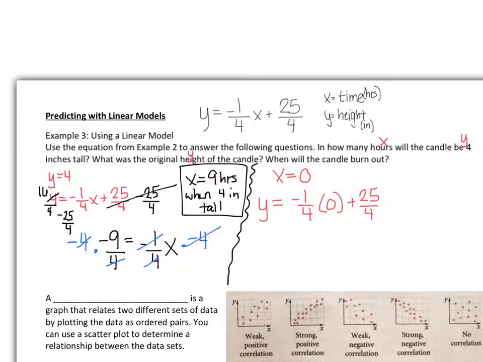What's anything times 0? 0. So that's gone. So what is the original height? 25 over 4 what? Inches is the original height, which is like 6 point something.